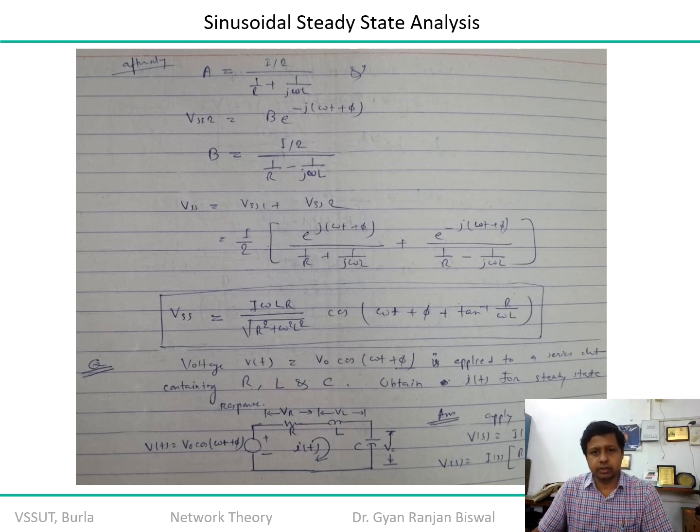So if you see the situation in the question mentioned below, your source is given, V naught cos omega t plus phi, applied to a series RLC circuit. Obtain the instantaneous value of current for the steady state response. Remember, you have to find out I of t, not ISS. So you can work out your answer in the Laplace domain, and once you get the ISS, the steady state response of the current, you take the inverse Laplace of this and then convert it into the instantaneous value of current.